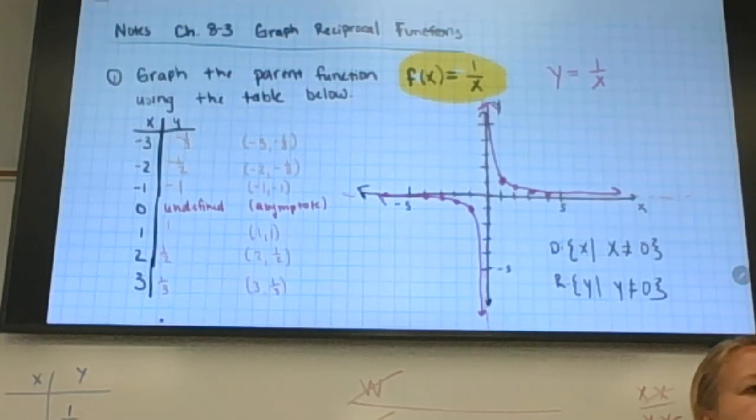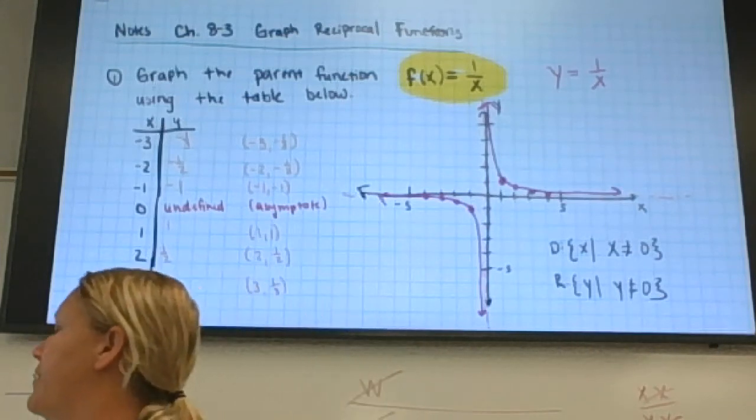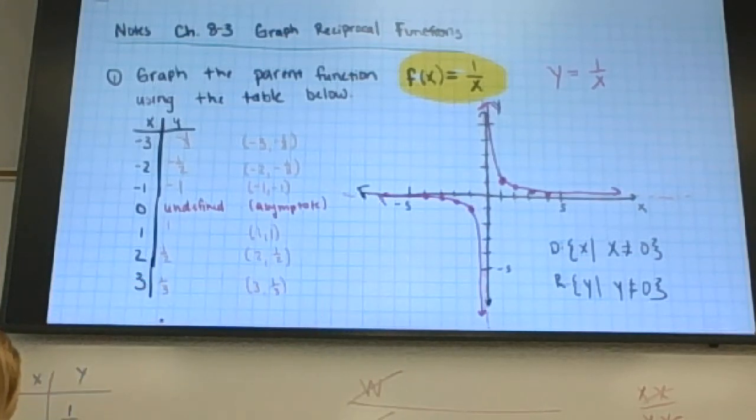No, it won't. Like if there was a 4 down here, it would be everything excluding 4. Yes. So everything but the 0 stays the same for your domain and range? Mm-hmm.